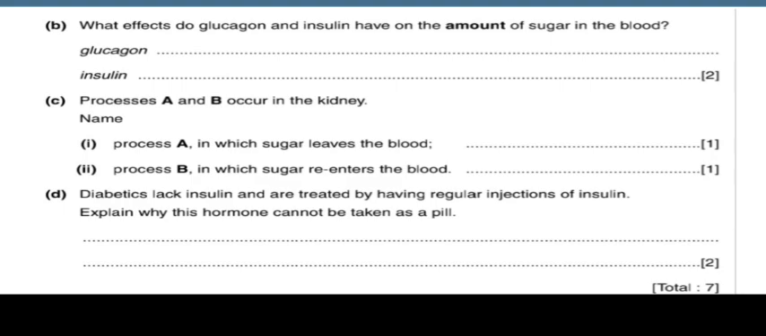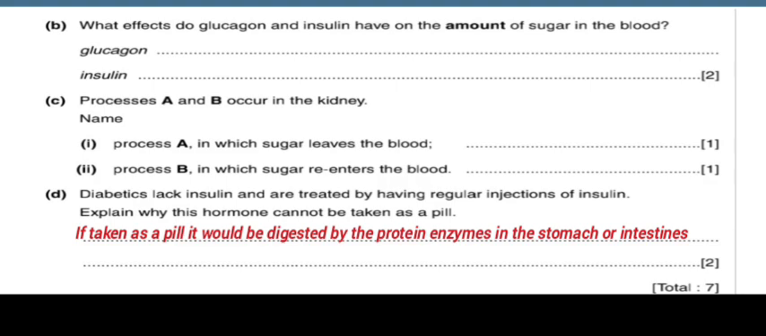Then for question D, it is saying diabetics lack insulin and are treated by having regular injections of insulin. Explain why this hormone can't be taken as a pill. Hormones are usually proteins. Since insulin is a hormone in the form of a protein, if taken as a pill, it is going to be digested by the protein enzymes.